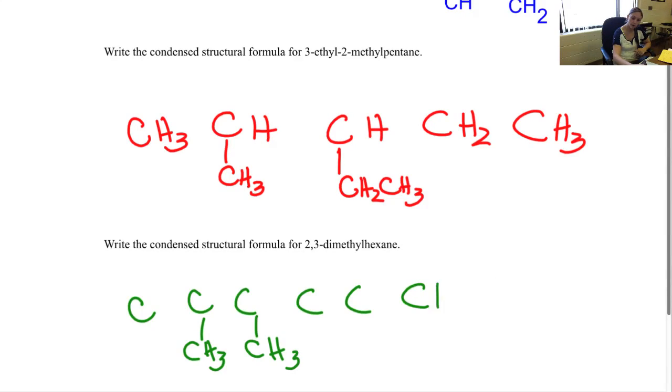So let's go ahead and fill them all in. This is CH3. These carbons in the middle only have 2 bonds, 1 to each other, so 2 more H's. Ones in the middle are always CH2, okay? Ones on the end are always CH3. This has 1, 2, 3 connections, so CH. 1, 2, 3 connections, so CH. So that would be my 2,3-dimethylhexane.